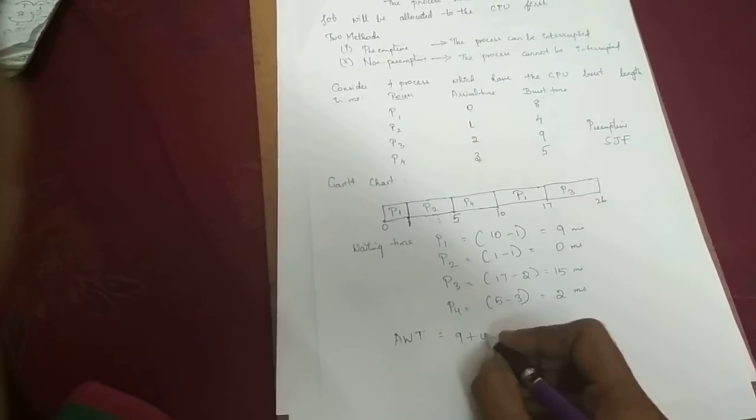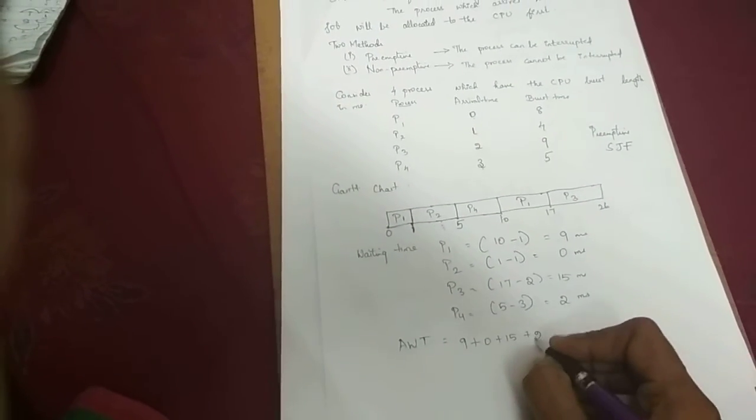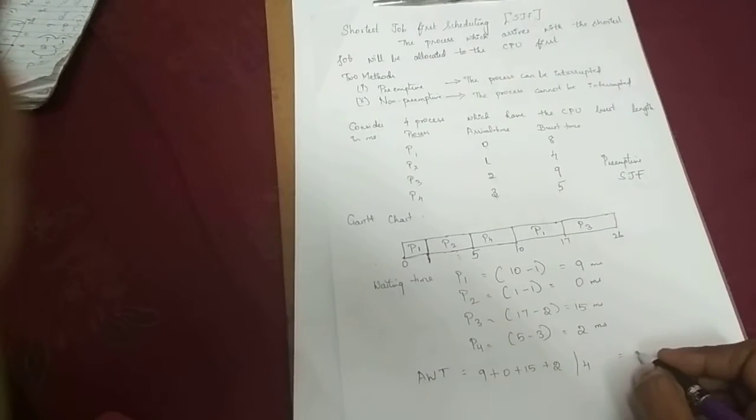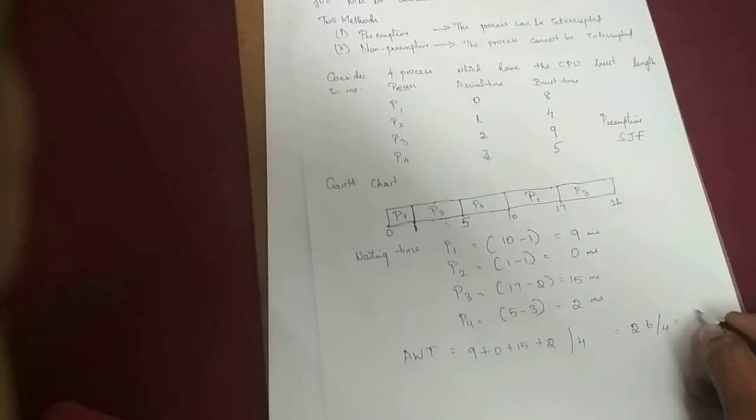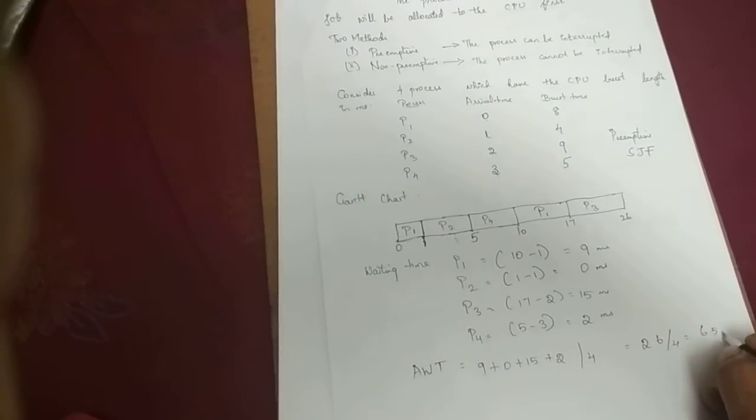Now the average waiting time is equal to 9 plus 0 plus 15 plus 2 divided by 4, which is 26 by 4, that is 6.5 milliseconds. So now the shortest job first scheduling has been executed with the preemptive method.